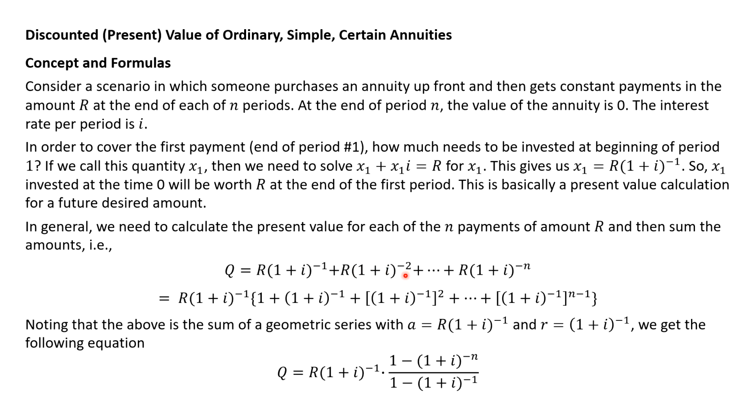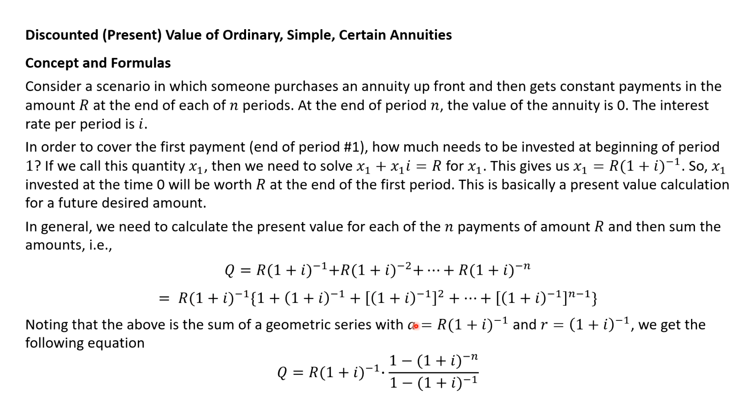Then the second one would be 2 periods out, so it would be discounted more. That would be R times (1 plus i) to the minus 2, and so on. Eventually, you have to discount that last payment, R times (1 plus i) to the minus n. You can factor out an R times (1 plus i) to the minus 1. Then this first term is a 1, then (1 plus i) to the minus 1, and so forth, all the way up to the last term, and it's 1 minus that, because we factored out this here.